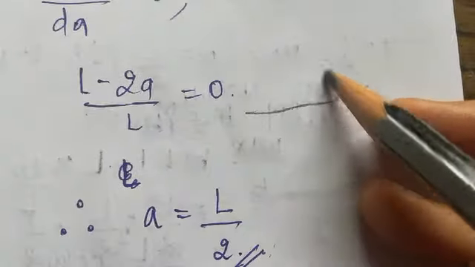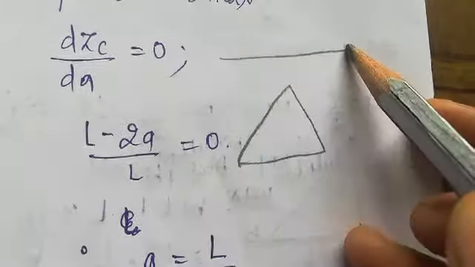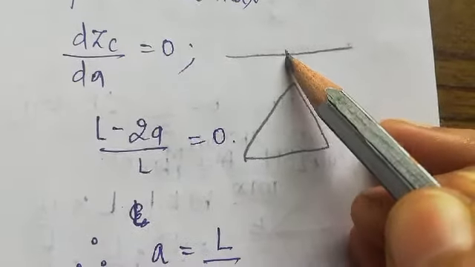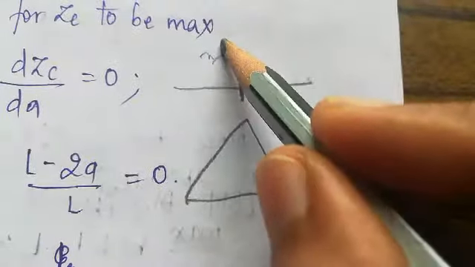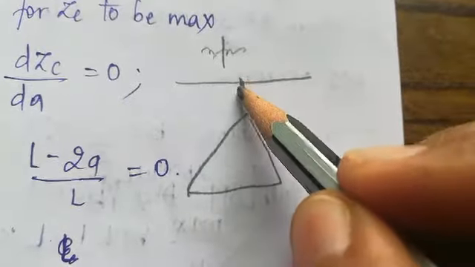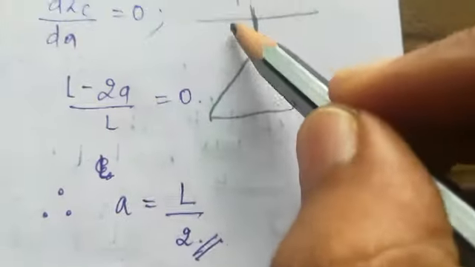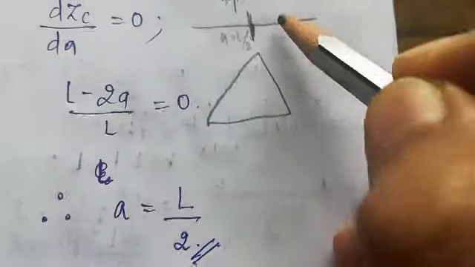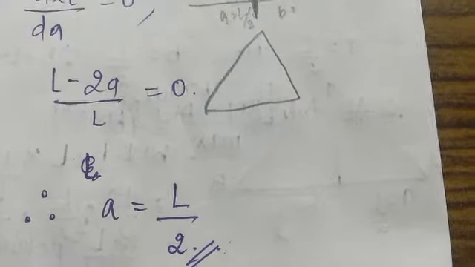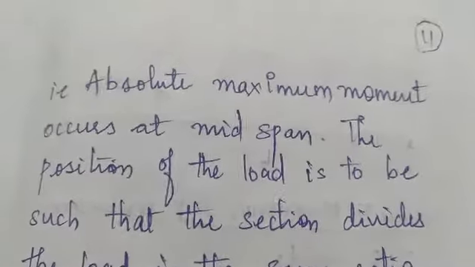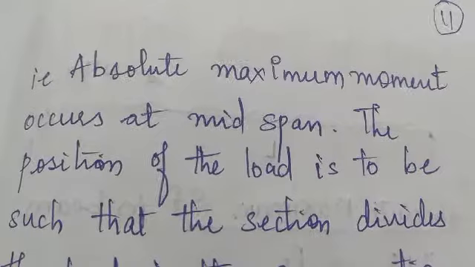I told you previously, suppose this is your beam, this is the midpoint of the span and this is your UDL. When the CG of the UDL intersects with the CG of the span, you will get the maximum absolute bending moment, and that occurs when A is equal to L divided by 2 and B is equal to L divided by 2. From this you will get the absolute maximum bending moment. That is, absolute maximum bending moment occurs at midspan.